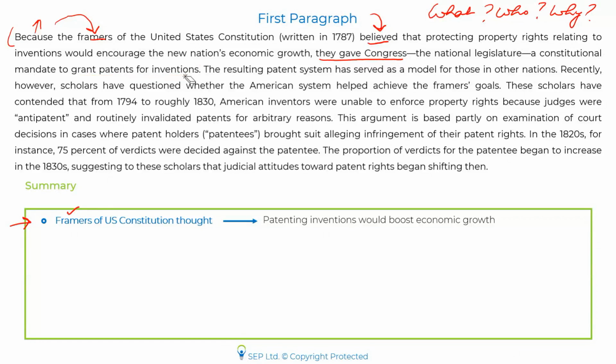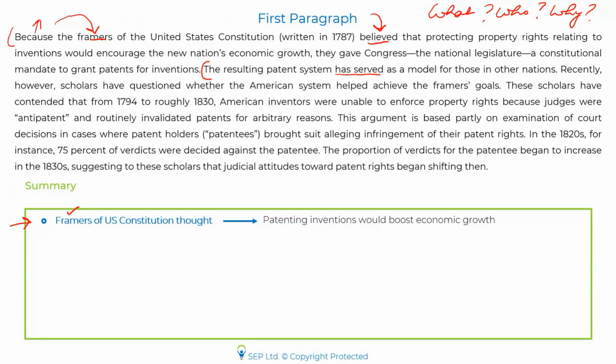Now let's move on to the next sentence. The resulting patent system. Okay, so the patent system which developed as an outcome of this belief of the framers, this patent system has served as a model for those in other nations. Now, is it really important? Not really. It's just telling me that the patent system has been something that other countries have also followed. Has served, present perfect, that means still following.